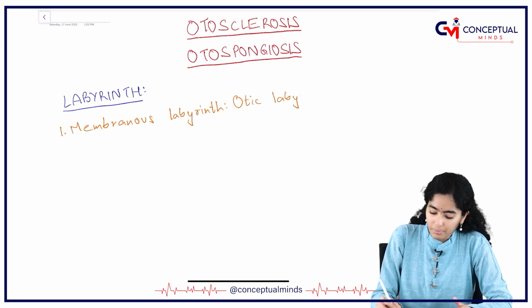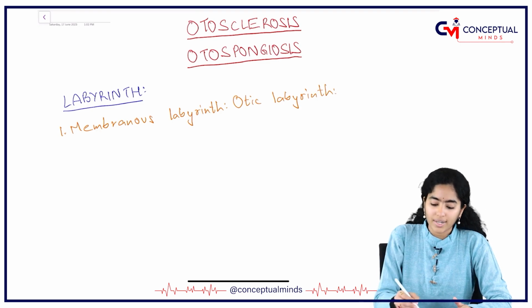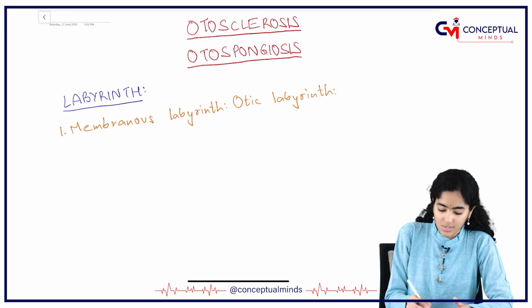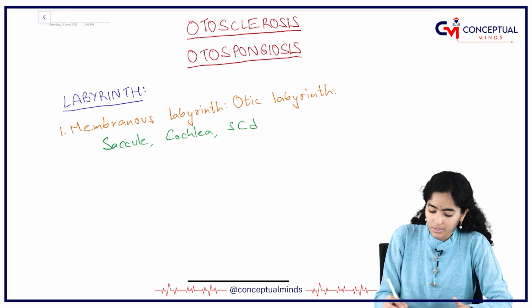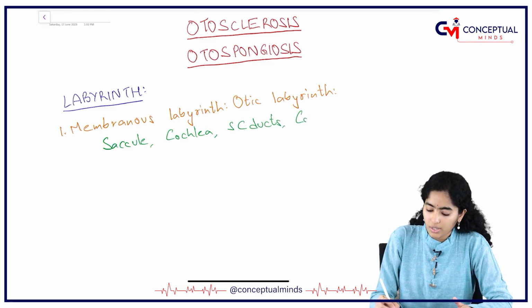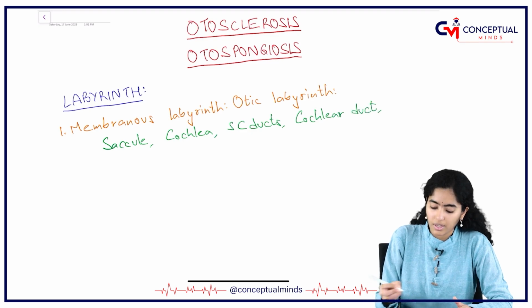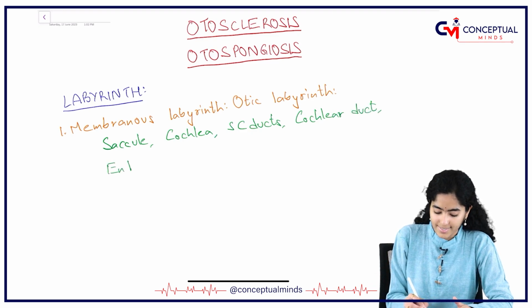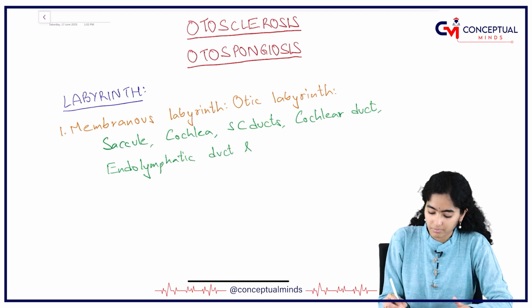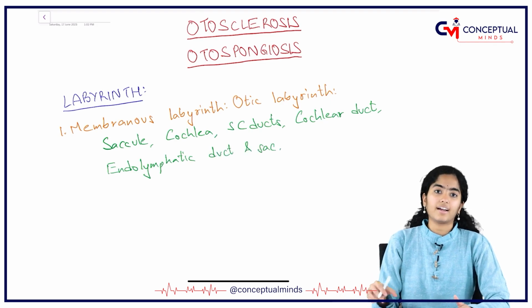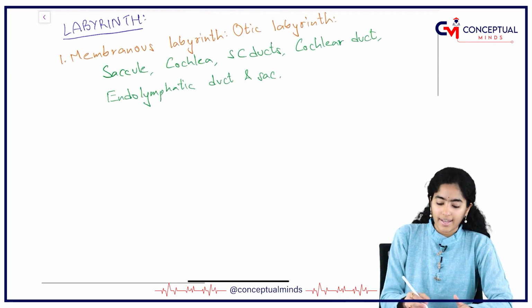Otic labyrinth and membranous labyrinth mean one and the same, and it consists of the saccule, cochlea, semicircular ducts, cochlear duct, endolymphatic duct and sac. This entire chamber, as you know, is filled with endolymph.